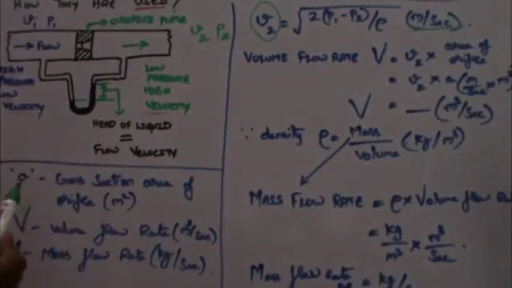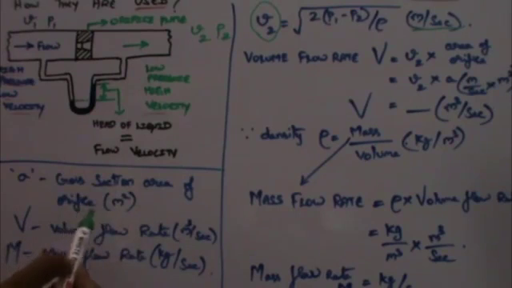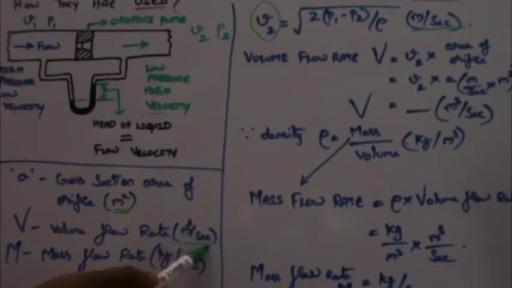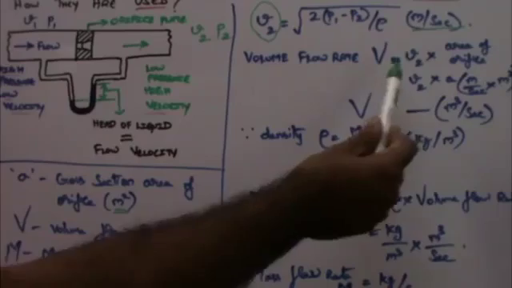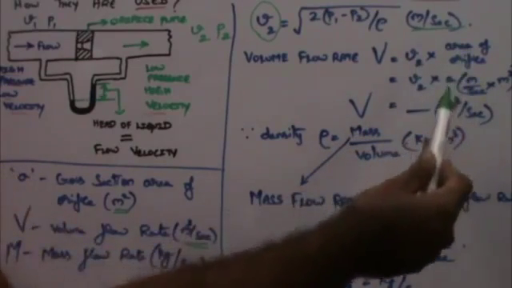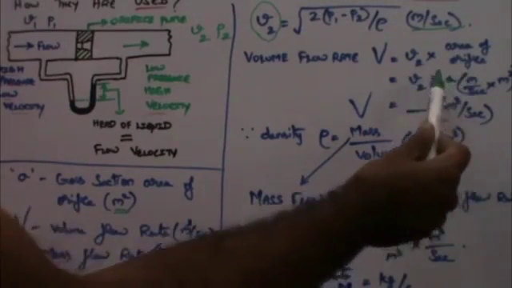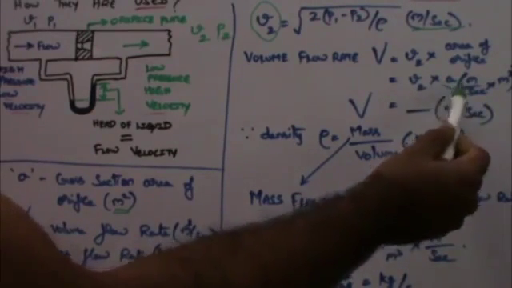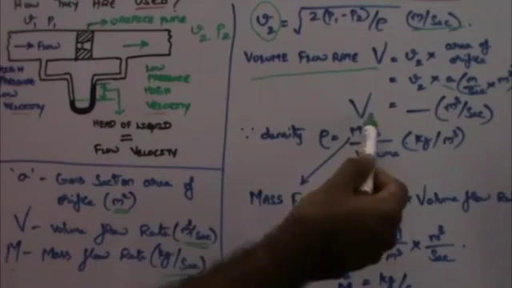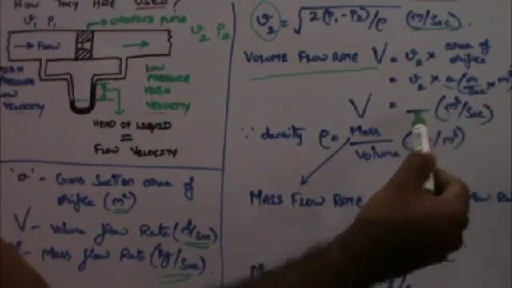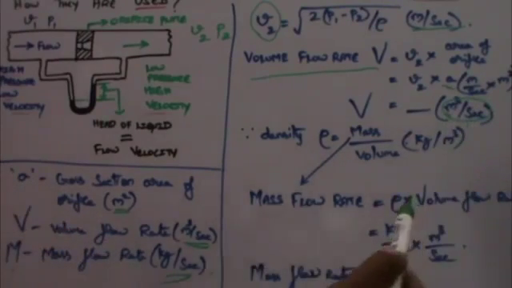Now let us assume A is the cross-section area of the orifice in meter square, V is the volume flow rate in meter cube per second, and M is the mass flow rate in kilogram per second. Since we know that the volume flow rate V is equal to V2 into the area of the orifice, we substitute that. Let's say the area of the orifice is A, and V2 multiplied by A, we get the volume flow rate of the fluid. That is, V is equal to V2 times A, and we get a value in meter cube per second as the unit.